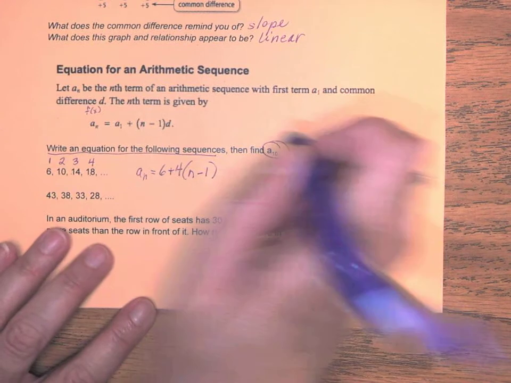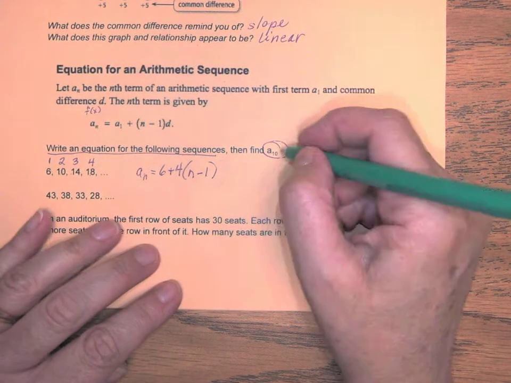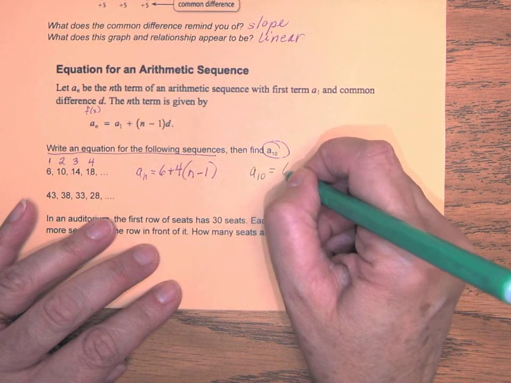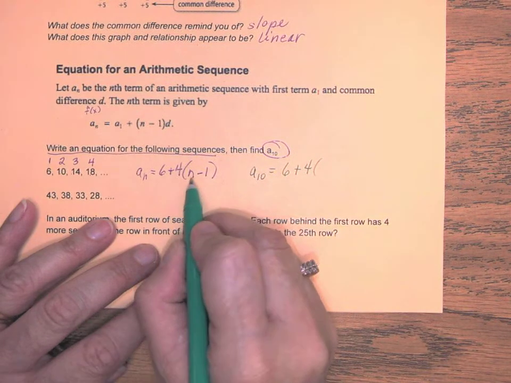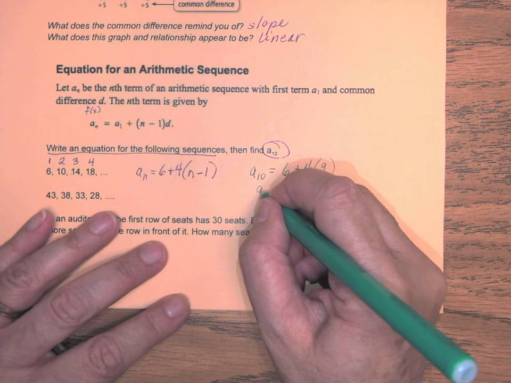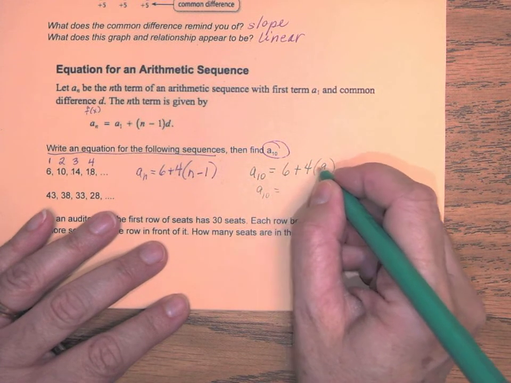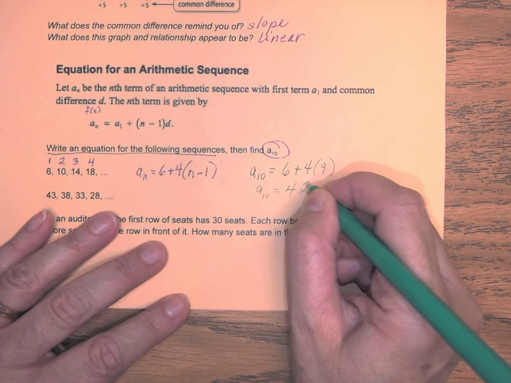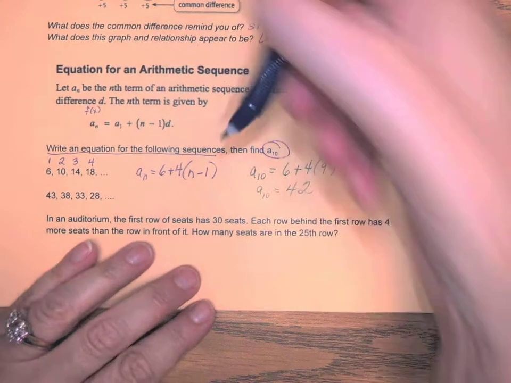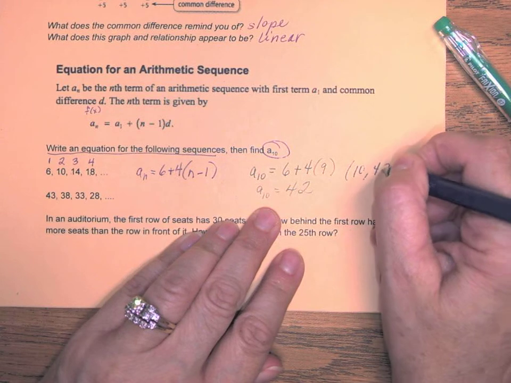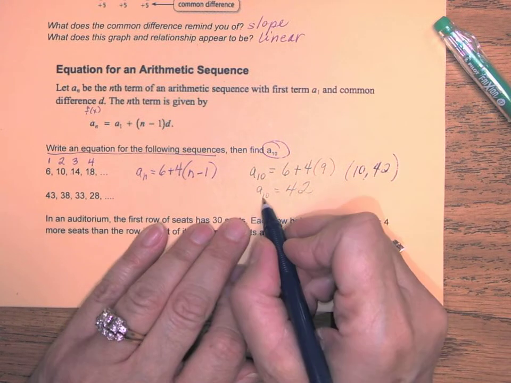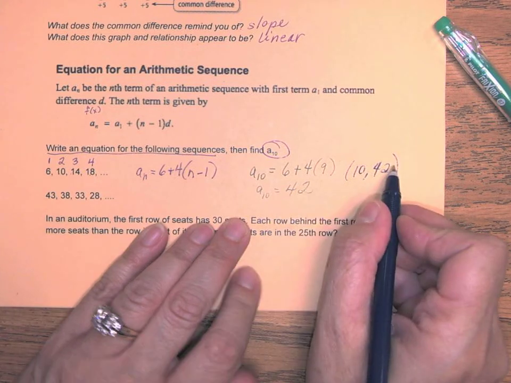Okay, so then we find the nth term, the 10th term. So a sub 10 equals 6 plus 4 times, and then we do 10 minus 1. We do the term before. So a sub 10 equals 6 plus 36, which is 42. Now, that is like saying that the point (10, 42) is on this line. It's one of our points because 10's like the x. The output is the y.